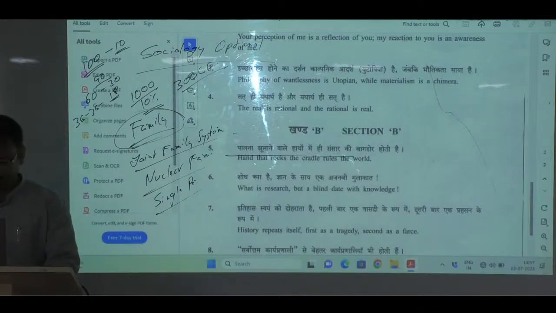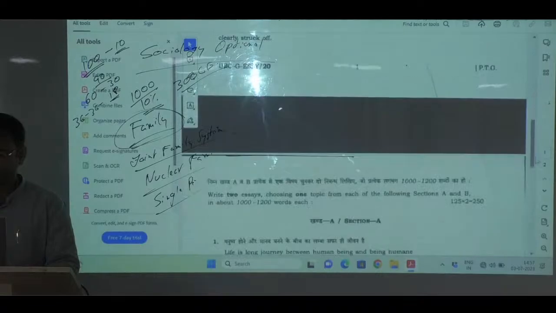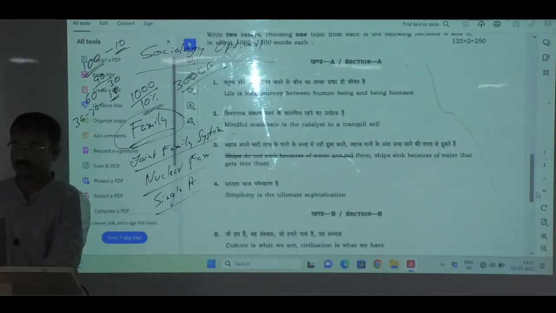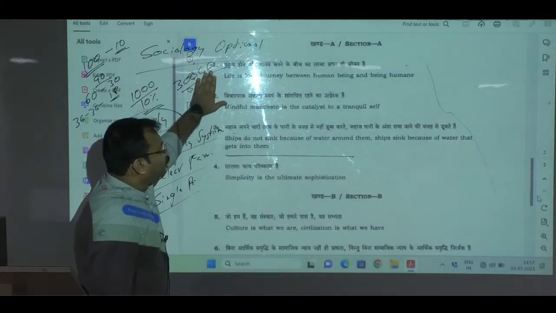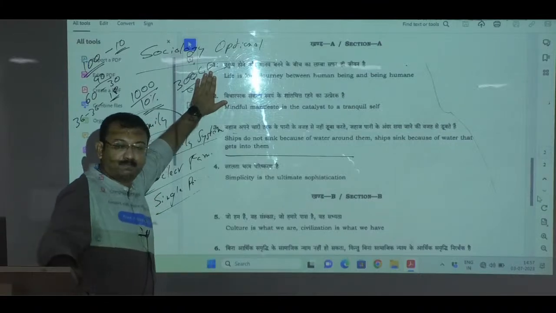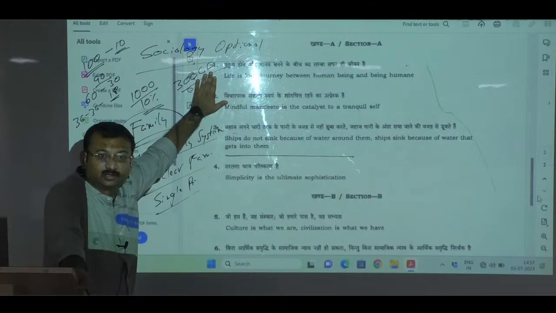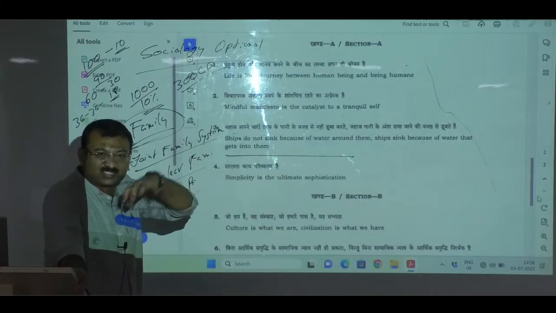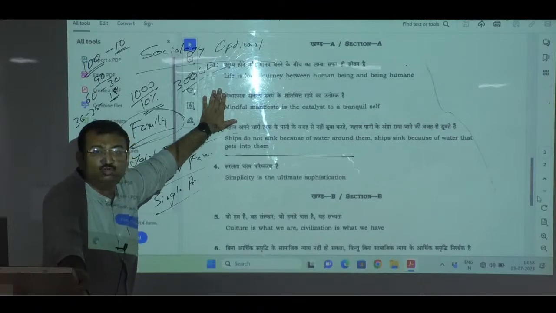Let's look at some more of these kinds of things, some more papers actually. Say, the 2020 paper. Life is a long journey between human being and being human. What is a human being? A creature, an animal, Homo sapiens, that's a human being. Is that it? Is that what you are? An animal who jumps into the food, starts devouring the food like an animal? No. You're not that. You're made up of values. You're made up of ideas. There comes the idea of being human.